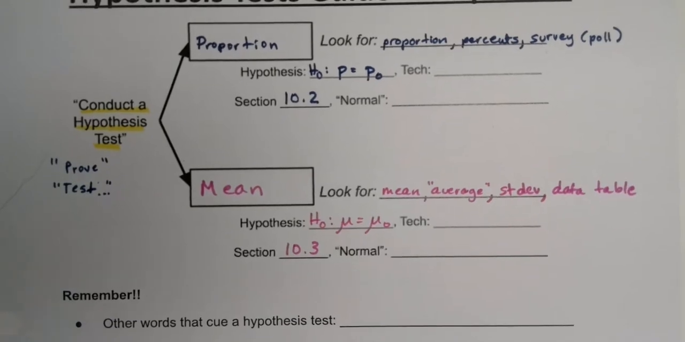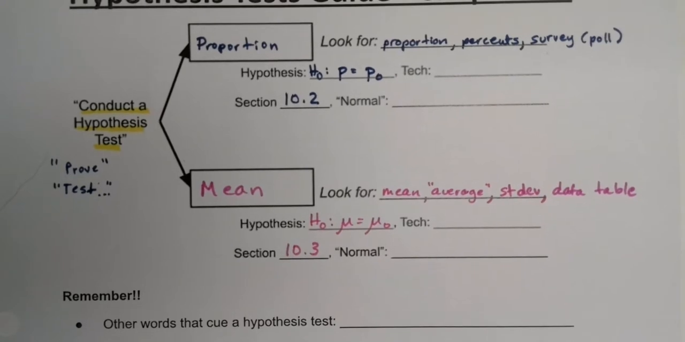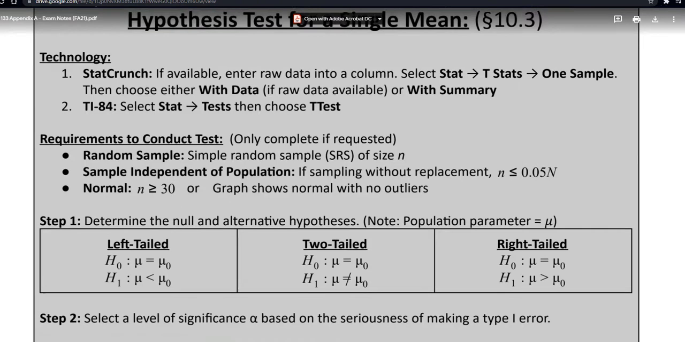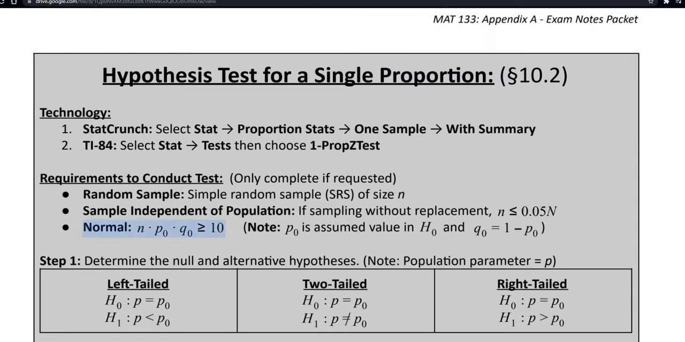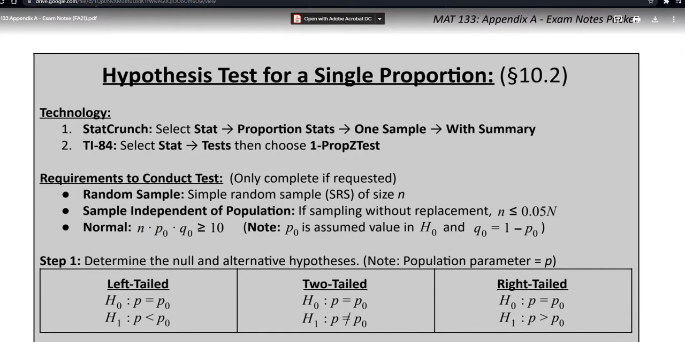First of all, the normal qualities. So normal is a condition that we need in order to be able to run the test. If I go back to the proportion ones right here, normal is that n times p0 times q0 has to be greater than or equal to 10. P0, of course, is the value assumed for the parameter in the null hypothesis. Remember, p is the population proportion, a population value that is unknown. So we are assuming the population parameter is this p0 value, and q0 would be its complement, 1 minus p0.